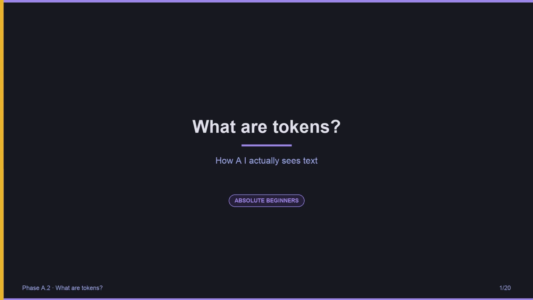By the end of this lesson, you will understand what tokens are, why AI uses them, and why they matter every time you pay for an AI response. We will look at concrete examples, see how text gets split, and learn why compact writing saves you real money.